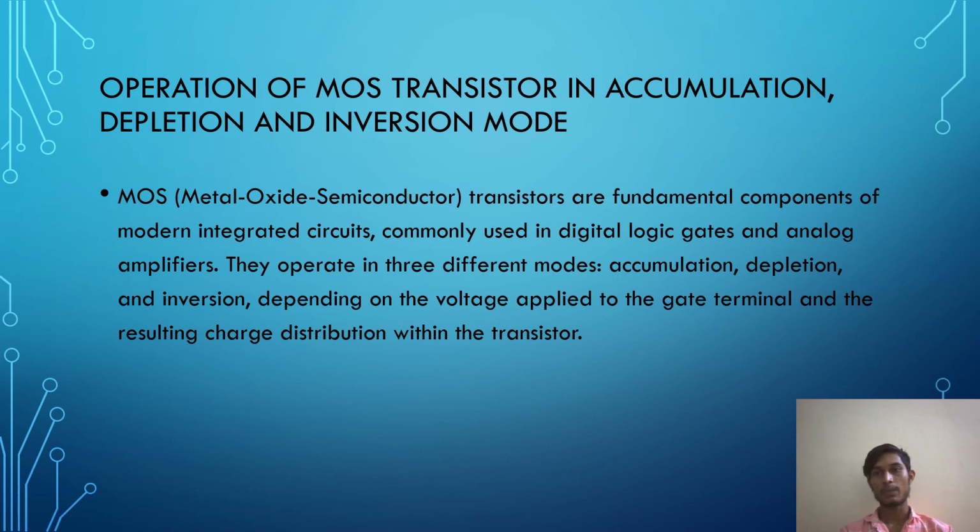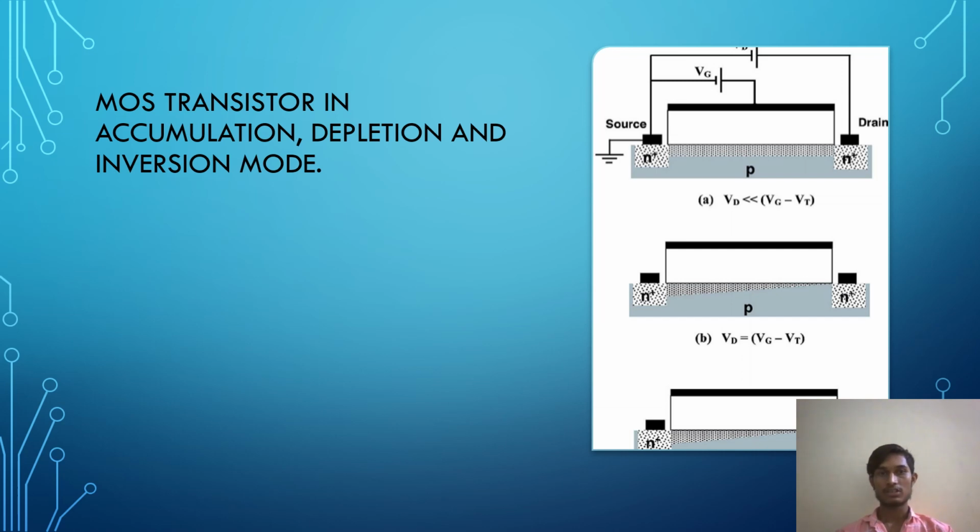Transistors are fundamental components of modern integrated circuits, commonly used in digital logic gates and analog amplifiers. They operate in three different modes: accumulation, depletion, and inversion mode, depending on the voltage applied to the gate terminal and the resulting charge distribution within the transistors. First one is accumulation mode, second one is depletion mode, and third one is inversion mode.